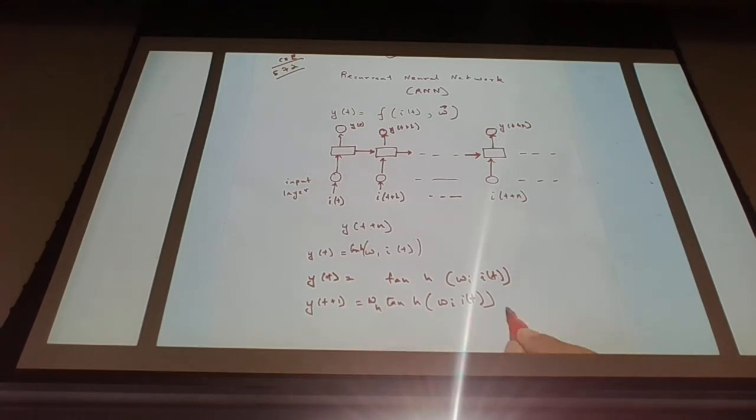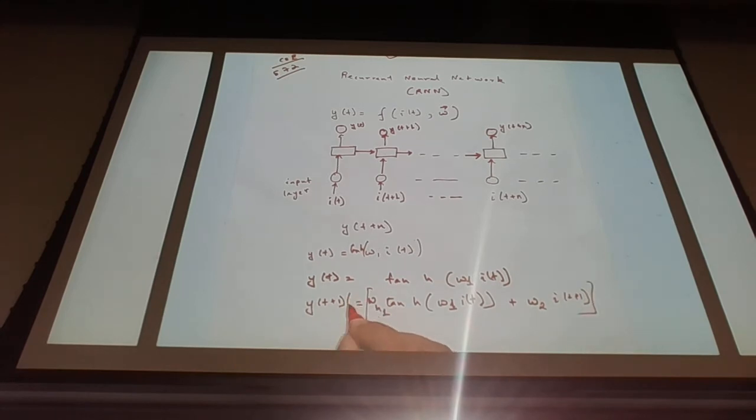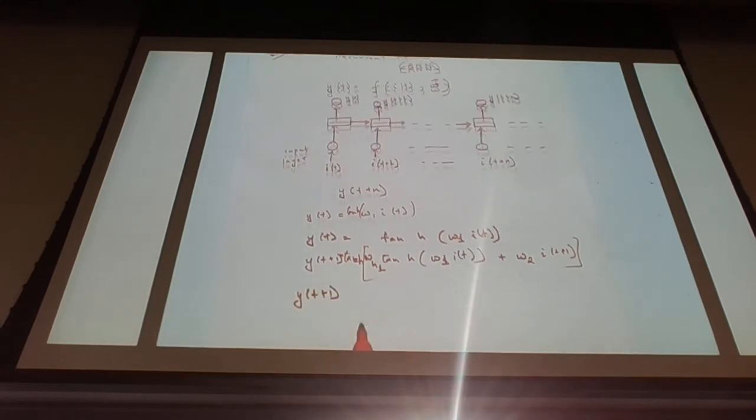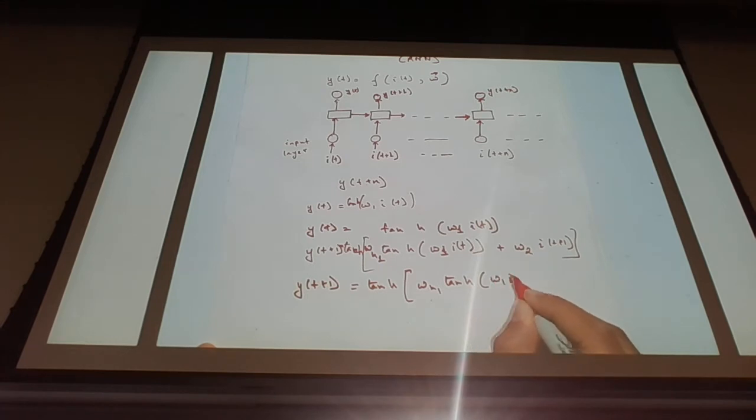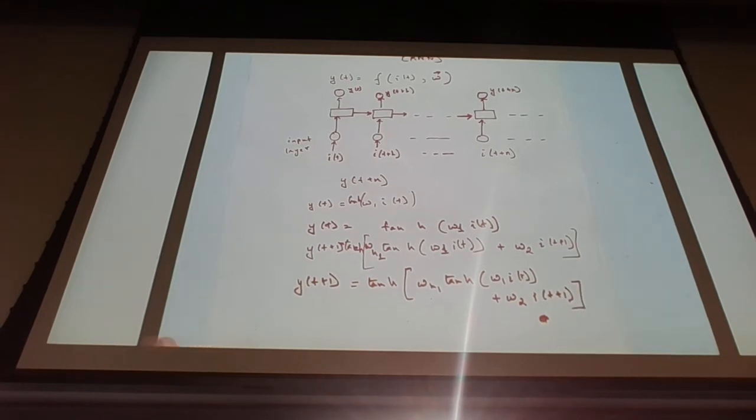W hidden plus W1, let's say W hidden 1, plus W2 IT plus 1, tanh. Right? Let's rewrite it cleanly. YT plus 1 is tanh(WH1 tanh(W1 IT) plus W2 IT plus 1). It may or may not have a bias.